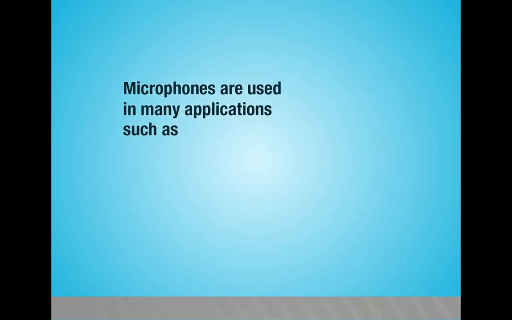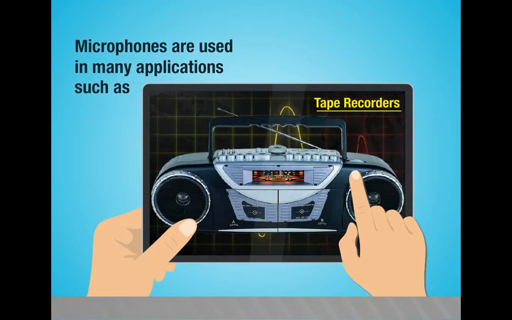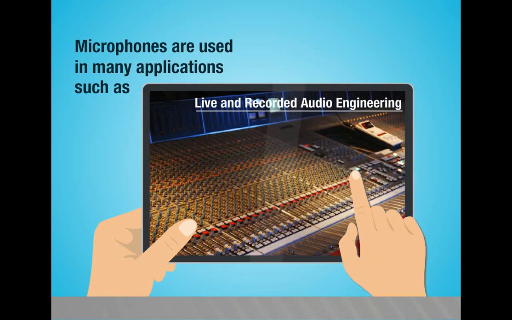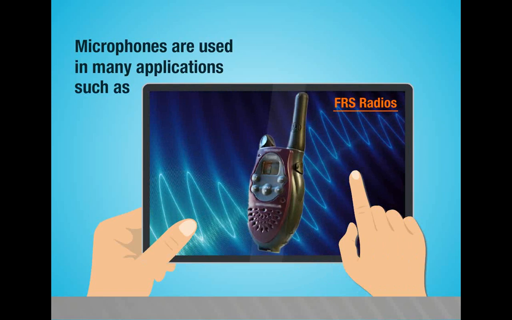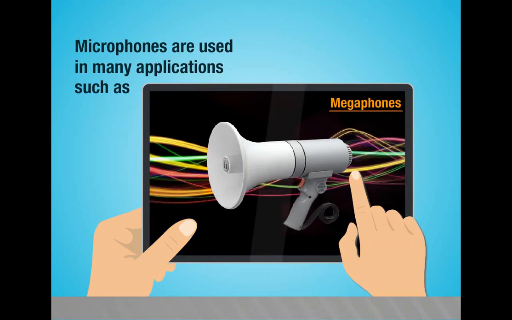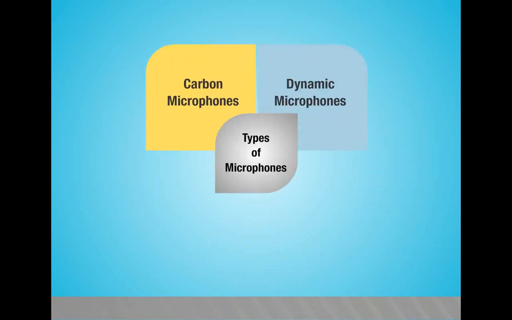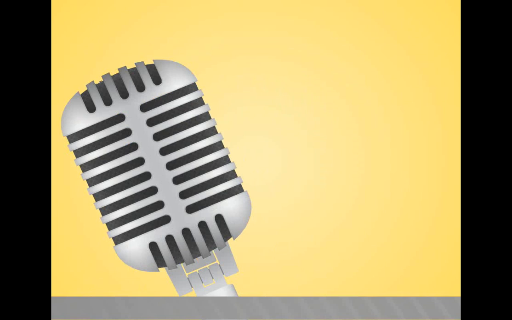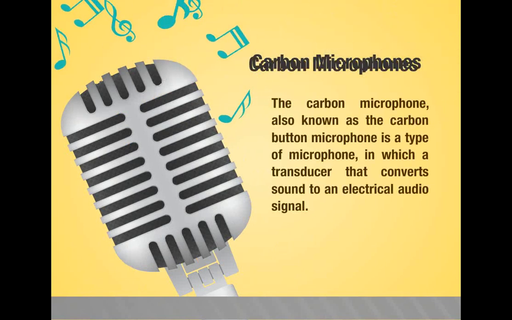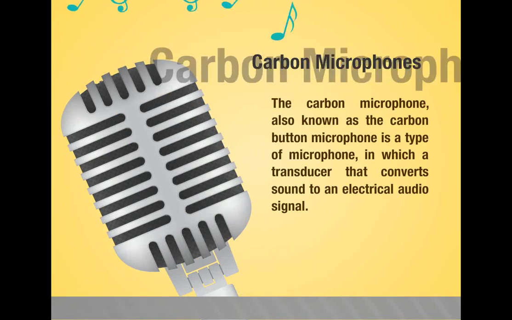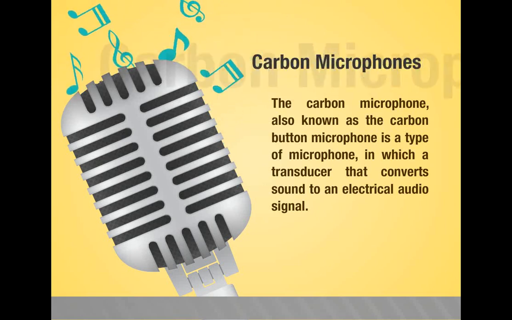Microphones are used in many applications such as telephones, tape recorders, karaoke systems, hearing aids, motion picture production, live and recorded audio engineering, FRS radios, and megaphones. Types of microphones: carbon microphones, dynamic microphones, ribbon microphones, condenser microphones. The carbon microphone, also known as the carbon button microphone, is a type of microphone in which a transducer converts sound to an electrical audio signal.